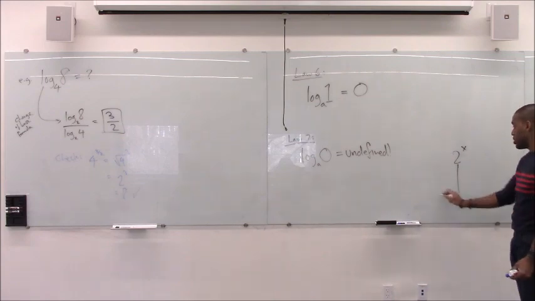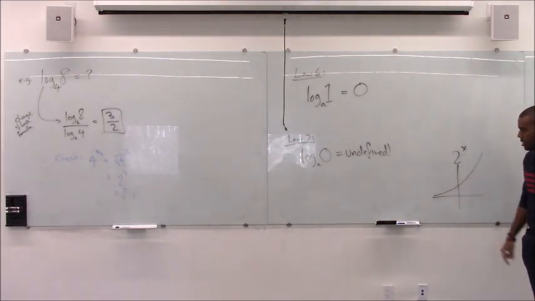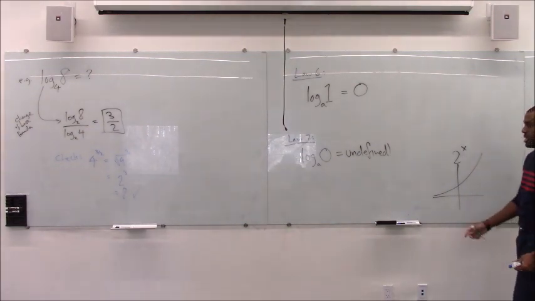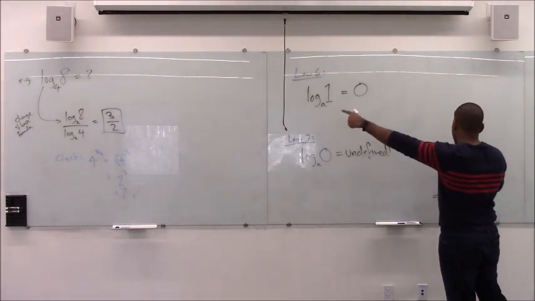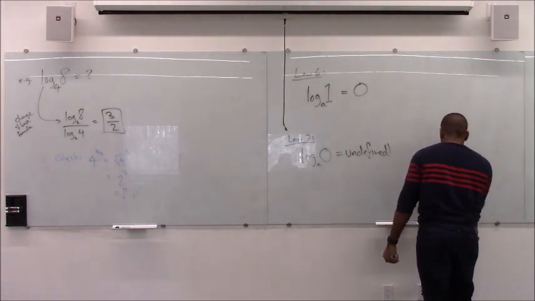In fact, 2 to the x will never be 0. We know the graph of that. It'll never actually touch the x-axis. So it's never 0. So log of 1 is always 0 no matter what the base is. But log of 0 is undefined. It doesn't actually make sense.